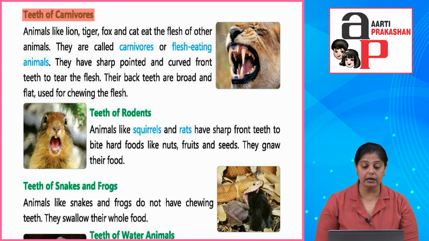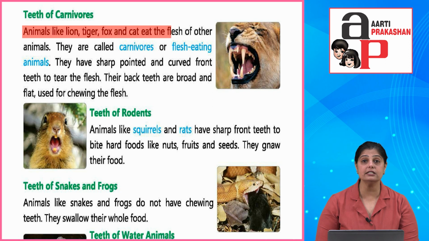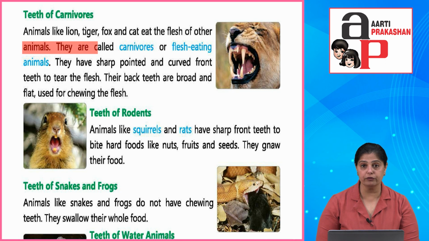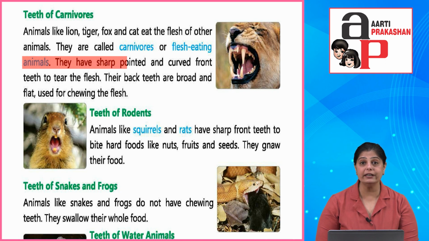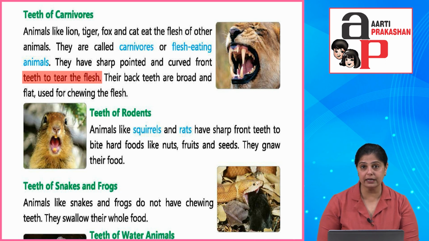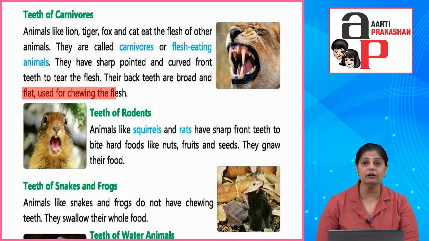Teeth of carnivores. What are carnivore animals? Animals like lion, tiger, fox and cat. They eat the flesh of other animals. The teeth of these carnivorous or flesh eating animals are sharp, pointed and curved front teeth to tear the flesh. Look at the face of this lion, see the way his teeth are, sharp, pointed and curved front teeth, which help them tear the flesh. Now their back teeth are broad and flat, which are used for chewing the flesh.